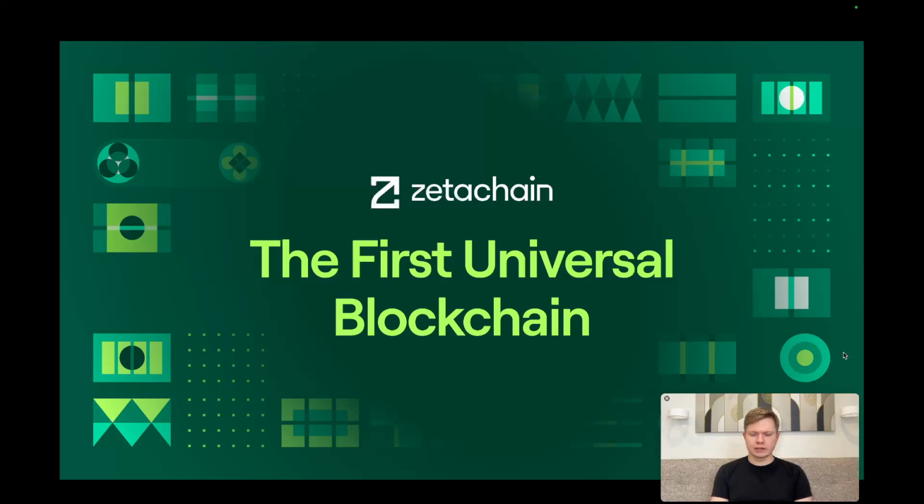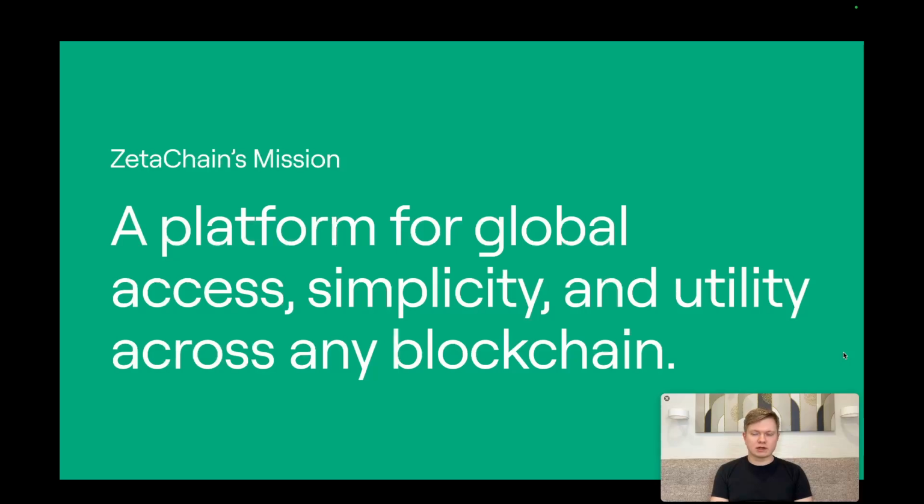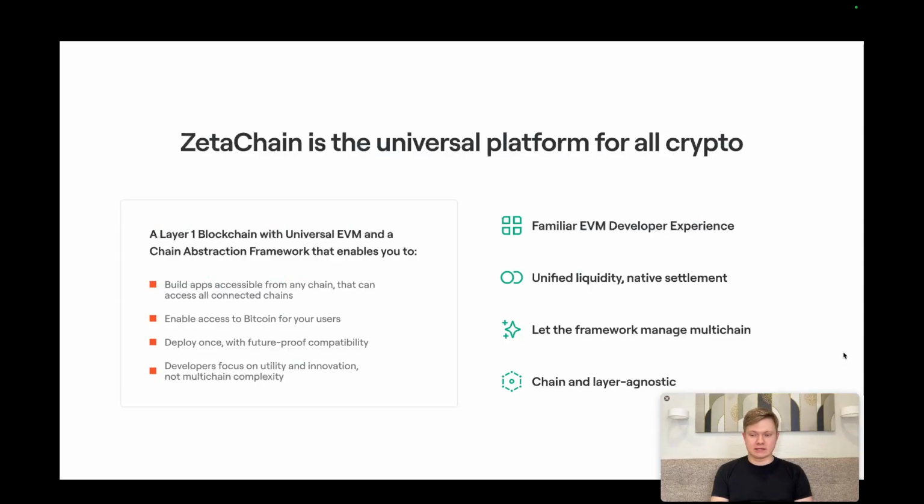So what ZetaChain is, it's the first universal blockchain. ZetaChain provides a platform for global access, simplicity, and utility across any blockchain. What this means in practice is ZetaChain provides a platform for developers to build universal EVM applications. To accomplish this, ZetaChain uses a chain abstraction framework that allows you to build an app, deploy it on ZetaChain, and any user of any connected chain can interact with it seamlessly, including native Bitcoin.